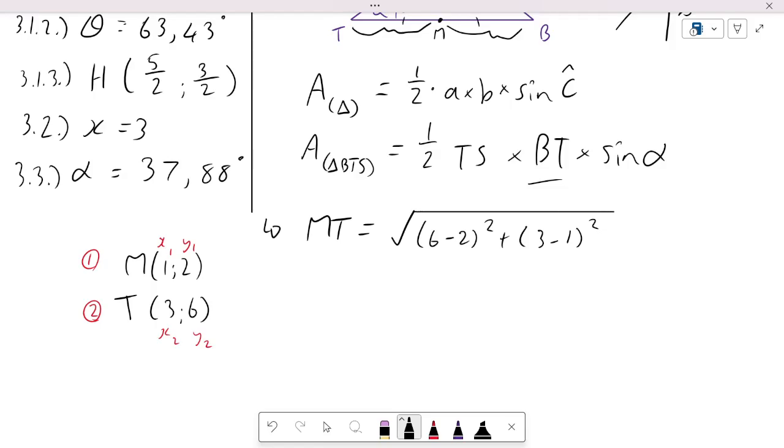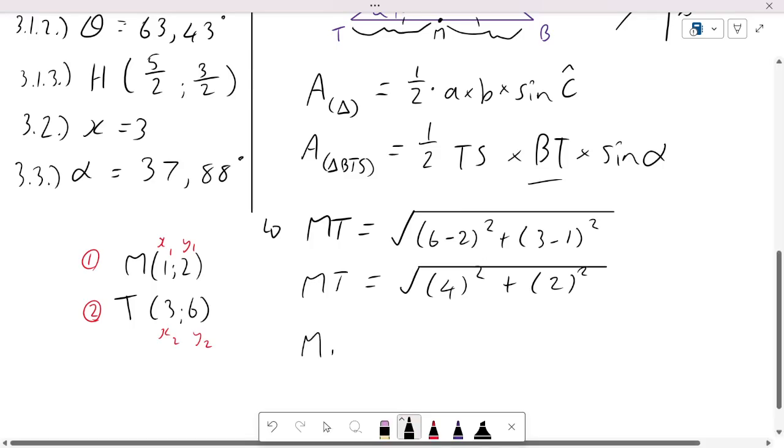Now MT equals the square root of 6 minus 2, which is 4, so that's 4 squared, plus 3 minus 1, which is 2, that's 2 squared. Then we have MT equal to the square root of 4 squared, which is 16, plus 2 squared, which is 4, and therefore this answer would be the square root of 20. Okay, so MT is equal to the square root of 20.